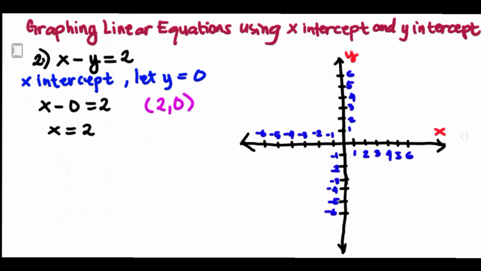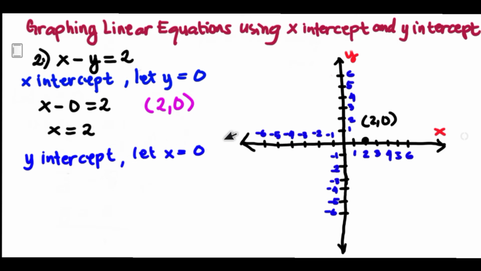So, asan ba yung 2, 0? Since 0 si y, automatic sa x-axis po ito natin mapaplot. So, asan ba si positive 2? Ito po yun. So, yan po yung positive 2, 0. And then, the next thing to do is to find for the y-intercept. So, kung y naman yung hinahanap natin, we will let x be equal to 0.